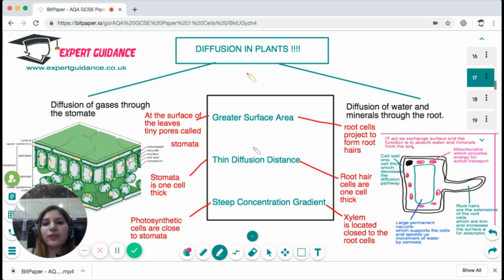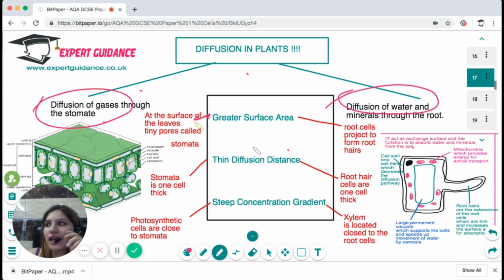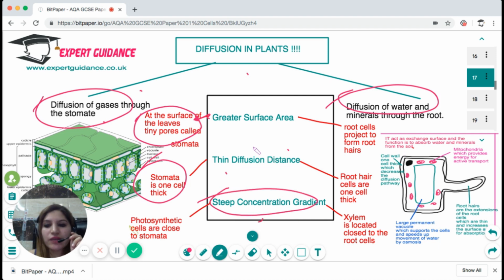Now, another example of diffusion in plants is diffusion of gases through the stomata and diffusion of water and minerals through the root. So the leaf has a greater surface area because it has tiny pores called stomata. For thin diffusion distance, they are one cell thick. And for a steep concentration gradient, photosynthetic cells are close to the stomata.